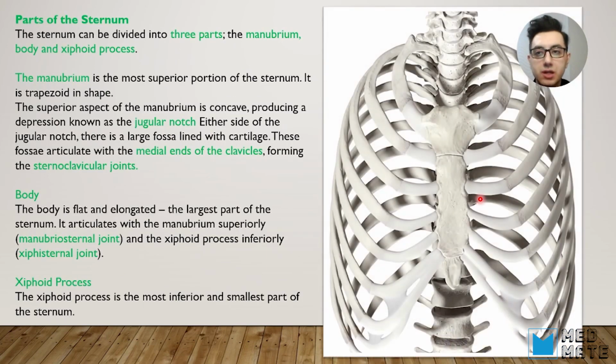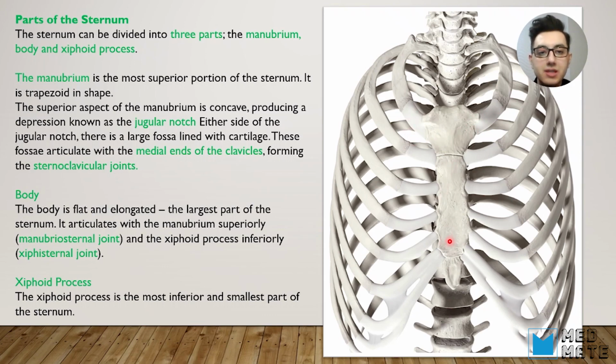Alright, now parts of the sternum. Now, the sternum is divided into 3 parts. We have the manubrium, we have the body, and we have the xiphoid process. Now, the manubrium is the upper portion of the sternum. As you can see here, we have different structures in the manubrium. One of them is the jugular notch. And on these parts the manubrium is articulating with the clavicles and forming the sternoclavicular joints. So this part is the sternoclavicular joints.